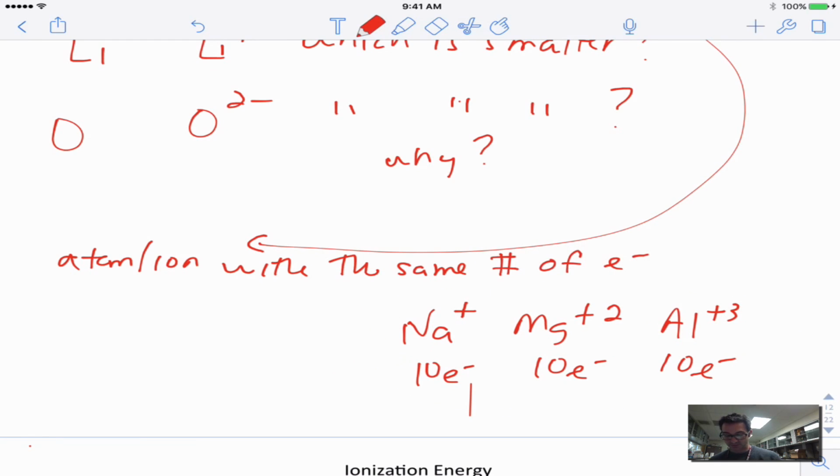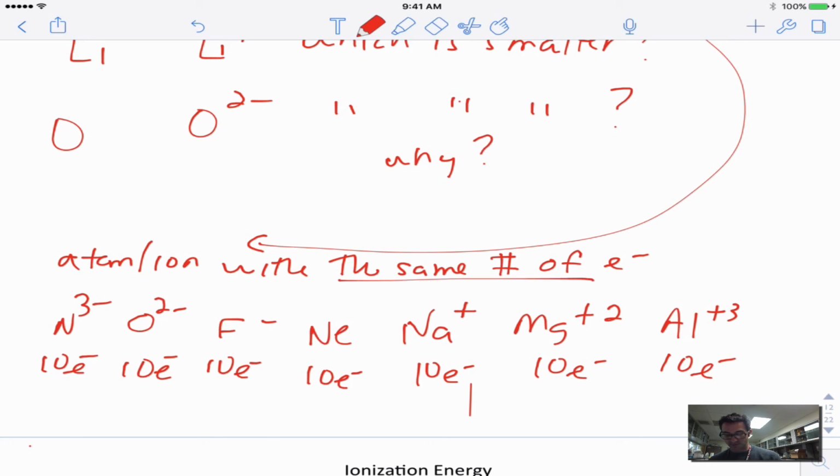If I shift these all over, I could have neon, which has 10 electrons. F minus has 10 electrons. O2 minus has 10 electrons. These are all isoelectronic. N3 minus has 10 electrons. Same number of electrons. The question I ask you about this one, I'm going to leave off here, is, well, order them. I want you to order them from smallest to largest. In class, we'll talk about these, and we'll take some notes on that stuff.